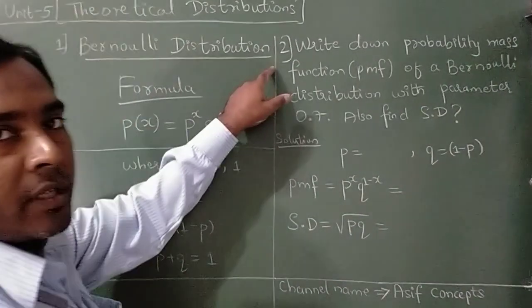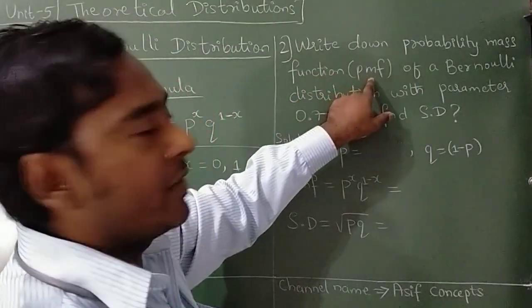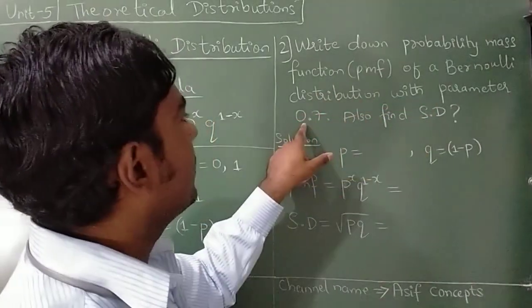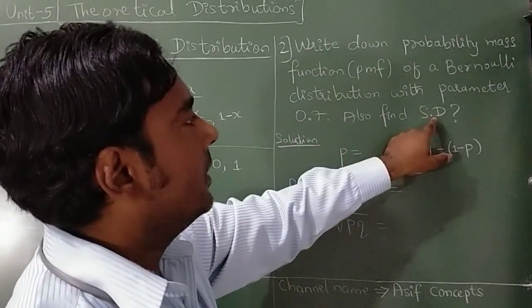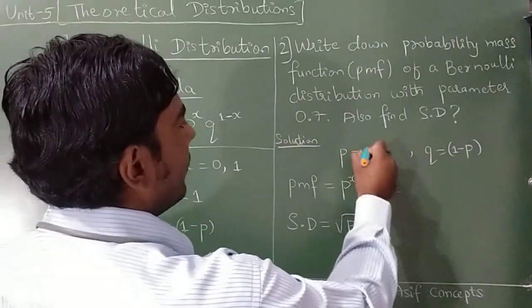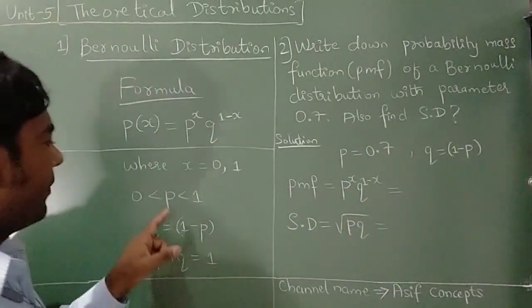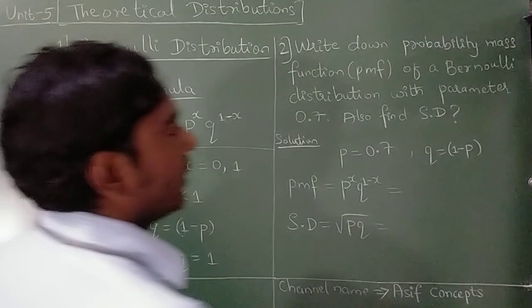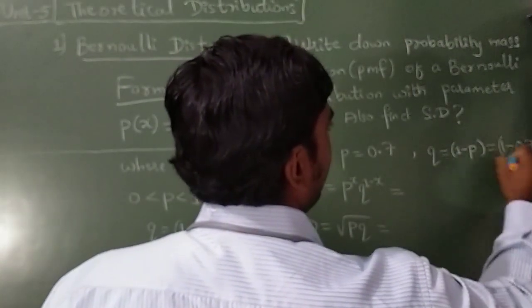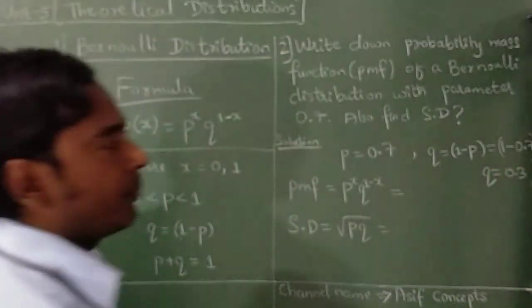Now second question, write down probability mass function, that is PMF, of a Bernoulli distribution with the parameter 0.7. Also find a standard deviation, that is SD. Now what they have given? P. Always they will give P. To find out Q, we have a formula from here, 1 minus P. So 1 minus 0.7 is 0.3. So this is the Q value.